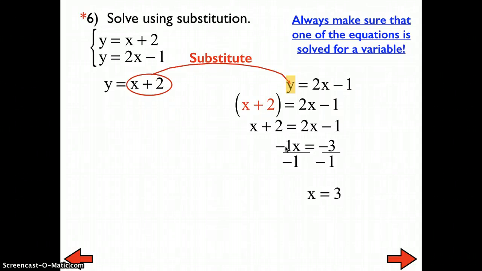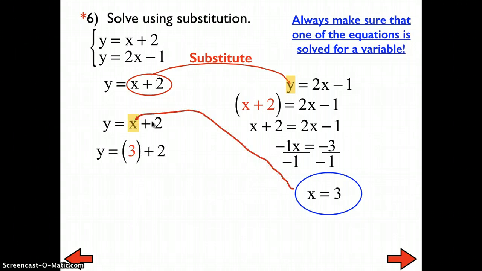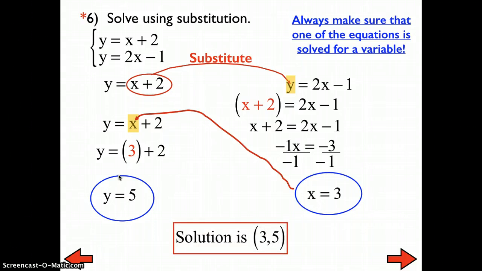You're almost done. Go ahead and plug it into one of the two equations here. To solve for y, I'm going to go ahead and plug it into the first one because I feel like it will be the easiest. When I plug it in, I'm going to make sure I include parentheses just in case. Now I must simplify. Y equals 5. So my solution, since it's written as x comma y, the answer is 3 comma 5.